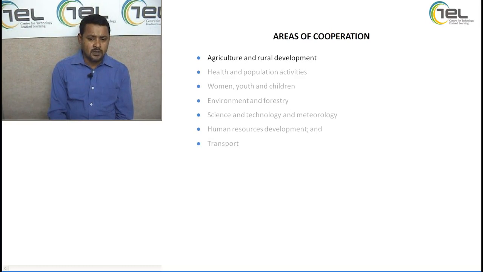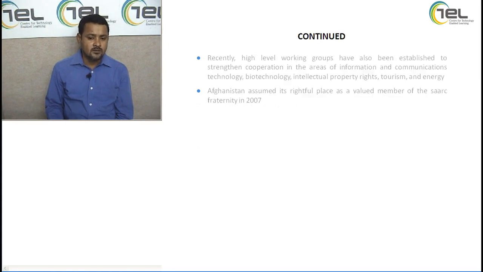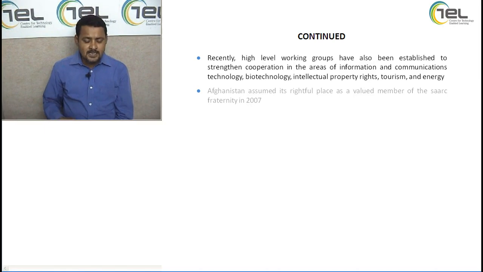The areas of cooperation were primarily agriculture and rural development, health and population, environment and forestry, science and technology, transportation, and human resource development. These look like the areas of cooperation which were originally proclaimed to be the objectives of ASEAN. Recently, a high-level working group was established to strengthen cooperation in the fields of information technology, biotechnology, tourism, energy, and intellectual property rights.